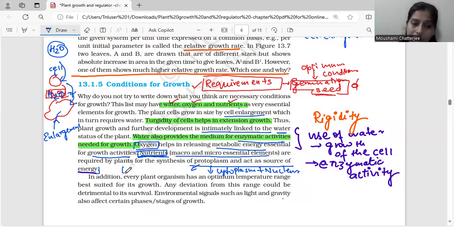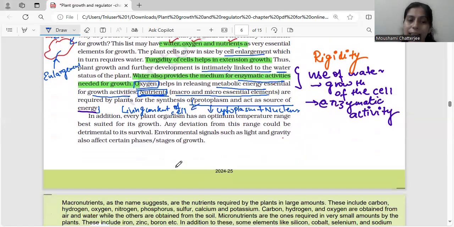You can also say it as living content of cell. That is basically your protoplast and acts as a source of energy. So now we know what are the functions of water. We know the functions of oxygen as well as the functions of nutrients. Now let's understand, in addition, what are the other things?